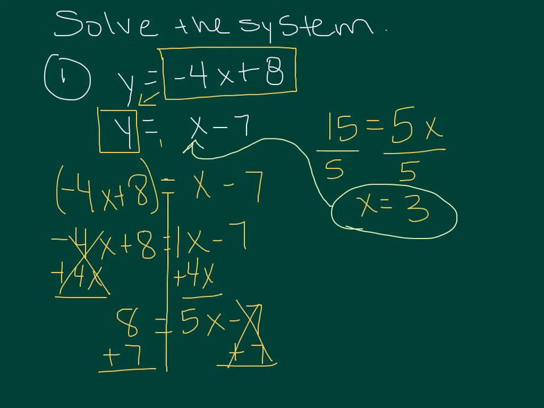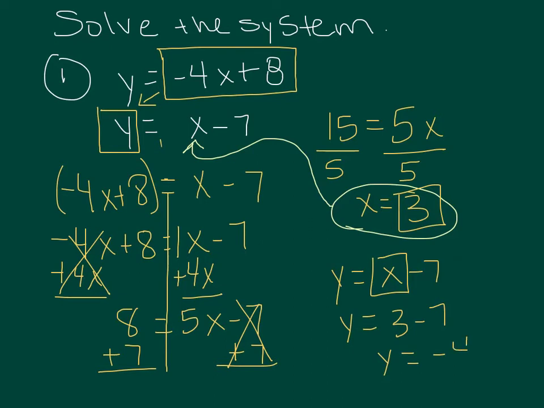Okay, so when I plug that back in, I get y equals, now instead of the x minus 7, I'm going to replace the x with 3. So I get y equals 3 minus 7. Well, 3 minus 7 is negative 4. So now I have an x value and a y value.